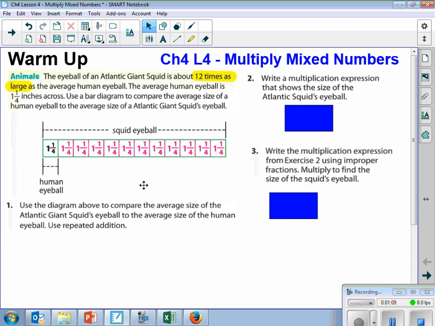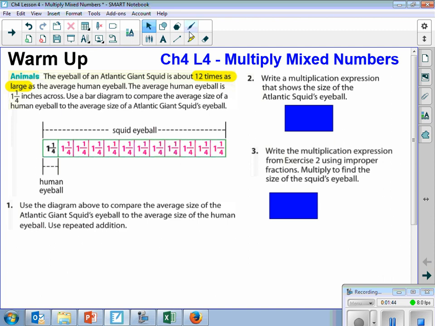Right? Very good. So number 2 says, write a multiplication expression that shows the size of the Atlantic squid's eyeball. So here, when we are multiplying, oh, I skipped number 1. Number 1 is down here. We want to use this diagram to compare the average size of the Atlantic squid's eyeball to the average size of the human eyeball. And we want to use repeated addition, because you know repeated addition is multiplication.